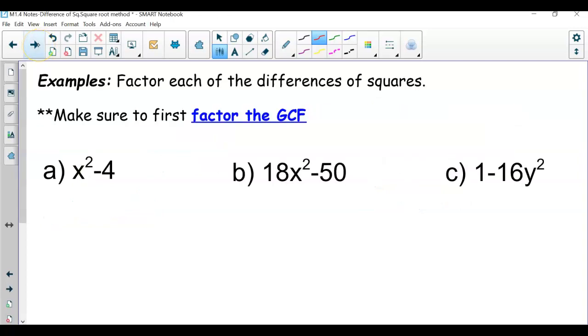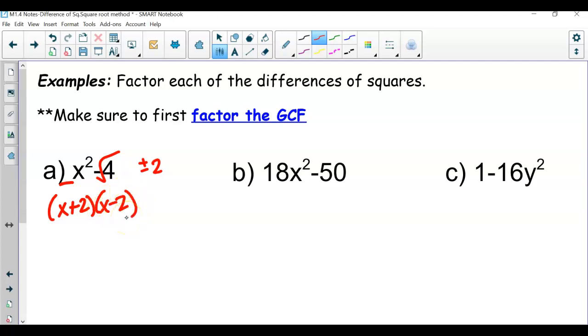So let's continue on and try these. Make sure that no matter what, we always first need to factor the GCF. Now in A, we don't have a GCF because my x here has just a coefficient of 1. But is 4 a perfect square? Absolutely. The square root of 4 is positive and negative 2. So how would I write this? I would write this as x plus 2 times x minus 2.